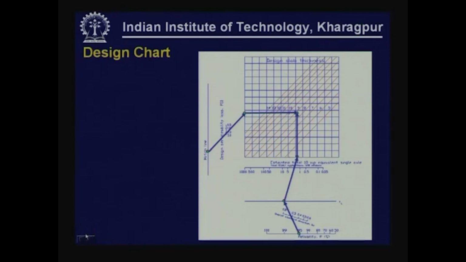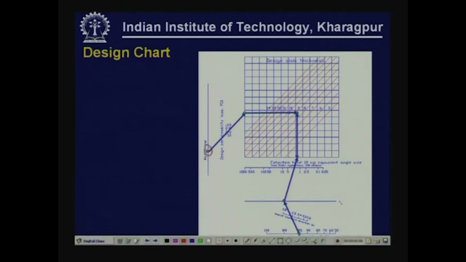So starting from this match line, we select a reliability value, rather loss of serviceability value delta PSI, connect these two points, let it meet this chart here. Then we start with the selected reliability value, let us say 95%, and then we also select the standard deviation value SO, connect these two points and then extend.